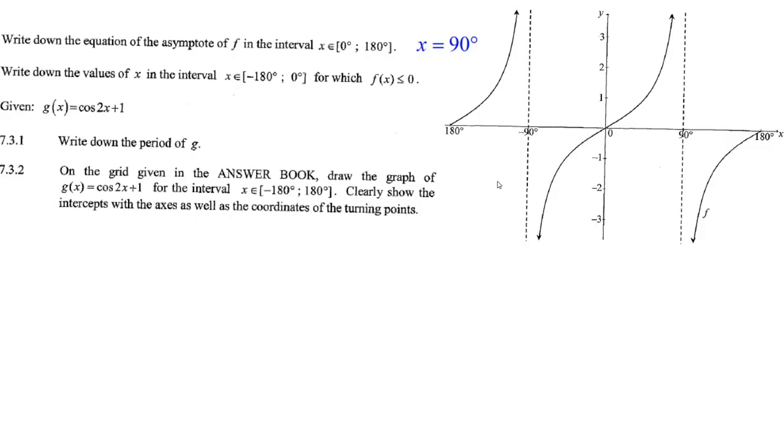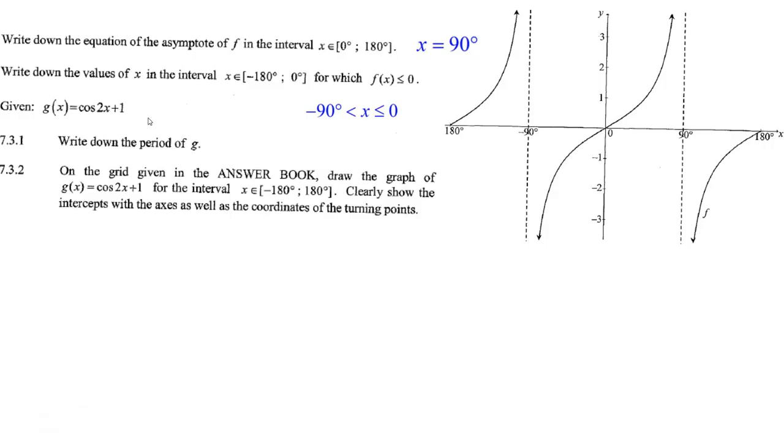Then write down the values of x for which f, this tangent function, is negative between 0 and minus 180. Well, that's between the 0 and the minus 90, but be careful, it's got to be greater than or equal to minus 90 because it can't equal 90 because it's an asymptote. So it's in between the 0 and minus 90 like that.